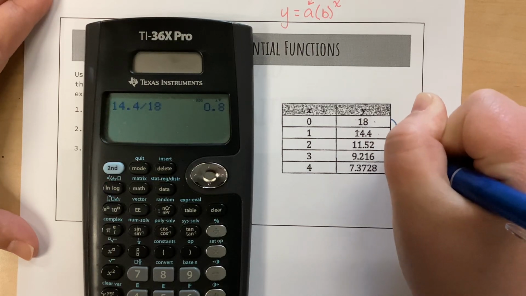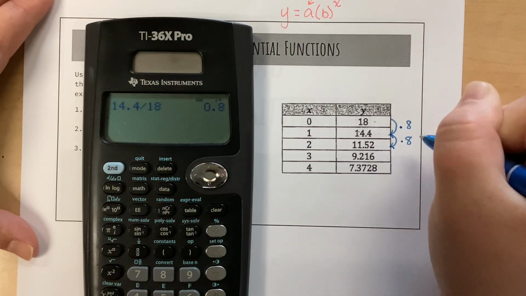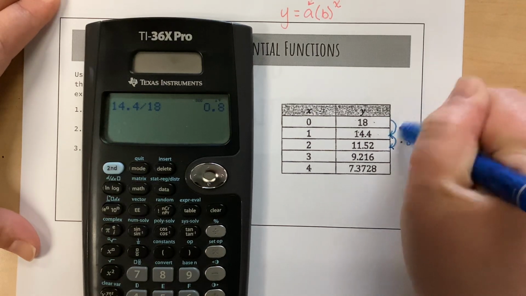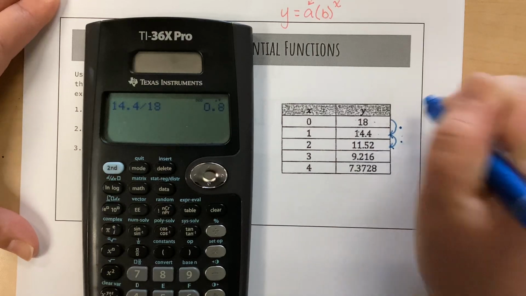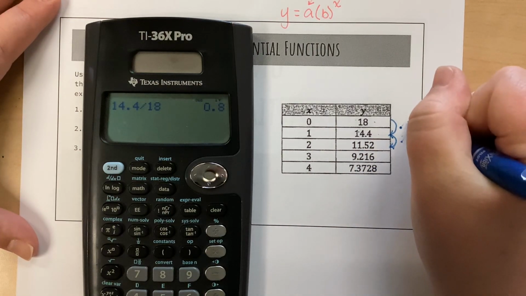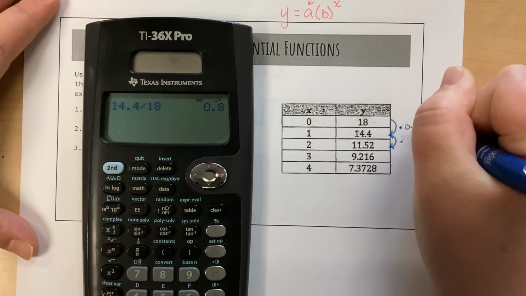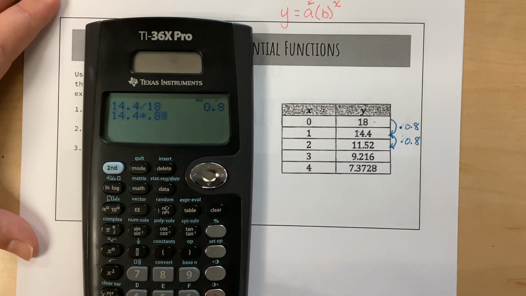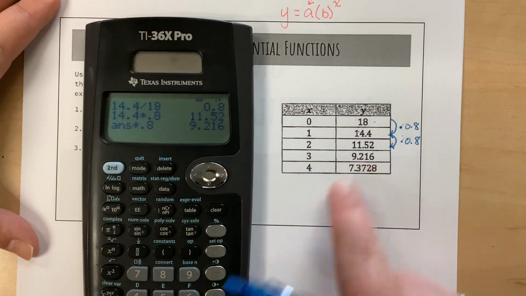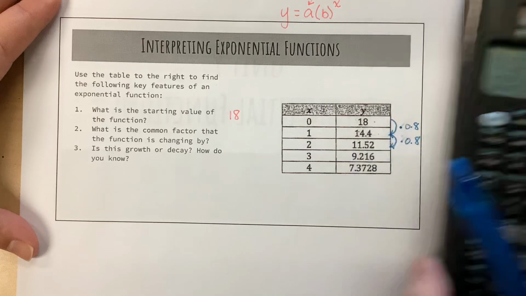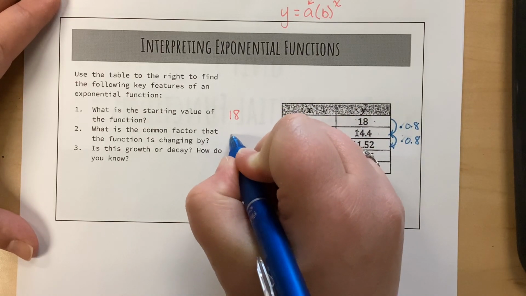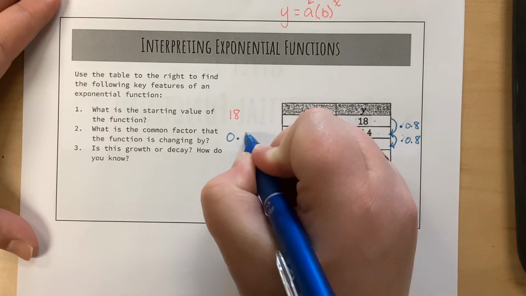And we can always verify this by multiplying that number by 0.8 to see if we get it again. So 14.4 times 0.8 is 11.52. And then we can try it again, and it just keeps working. So all I need to do is take the second number and divide it by the first to find the common factor, which in this case is 0.8.